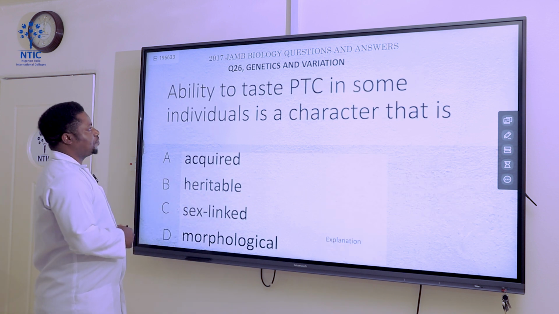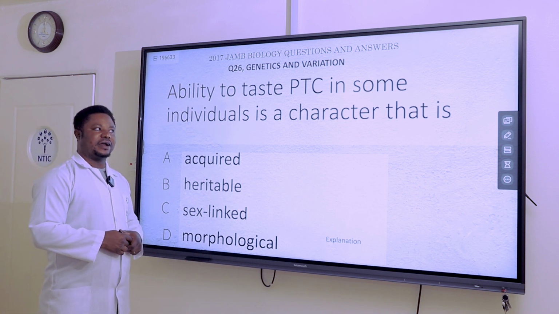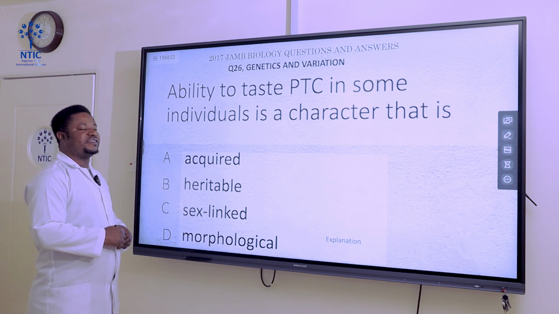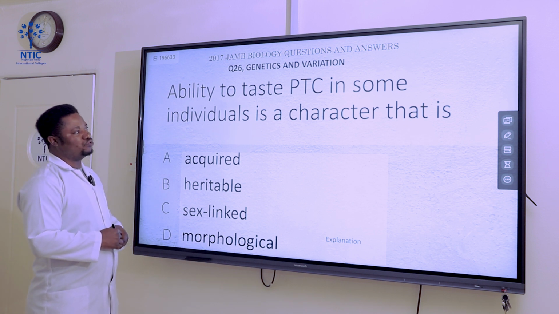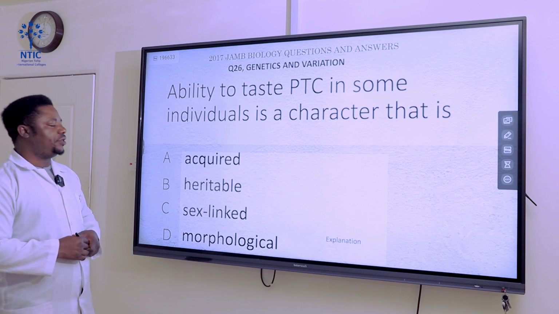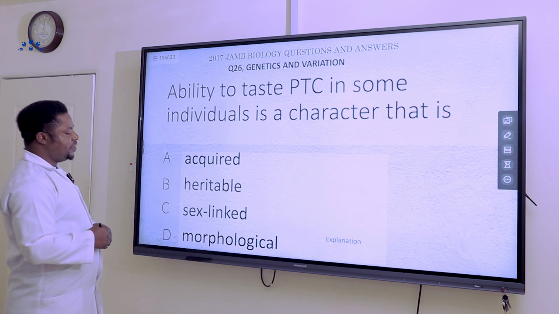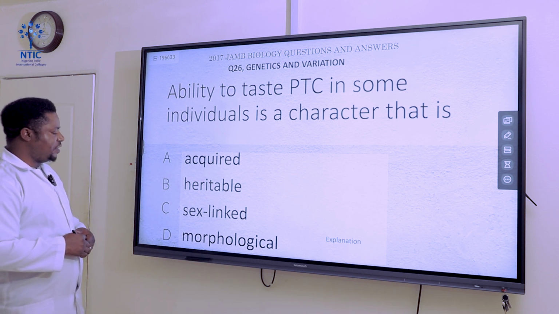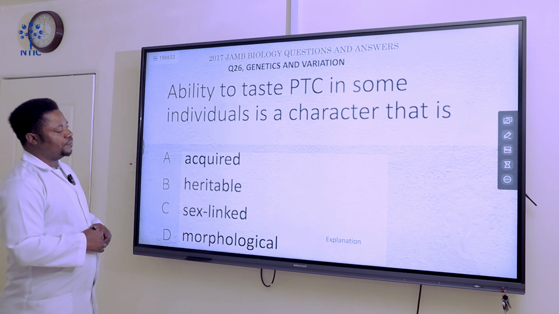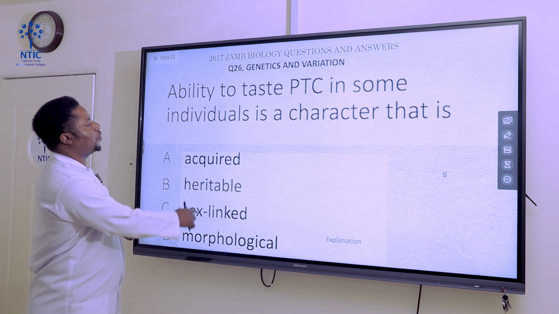Question number 26. Ability to taste PTC in some individuals is a character that is what? When you are able to taste PTC, how are you able to do this? Is it that you acquire the character from the environment, or you inherited it? Now let's see the options. A says acquired traits, B, heritable traits, C, sex-linked, D says morphological. The correct answer to this is heritable, and as you can see, B is our correct answer.